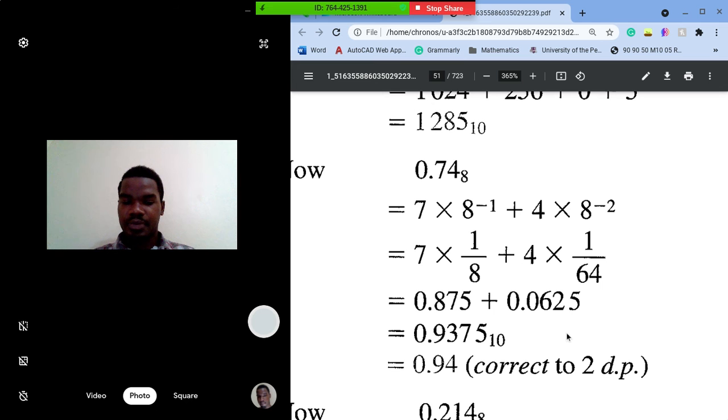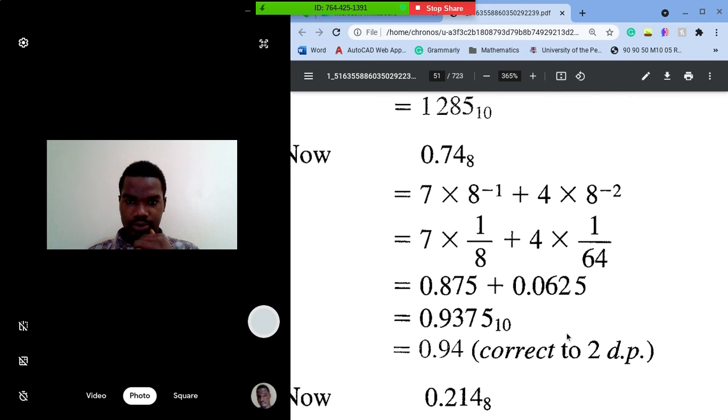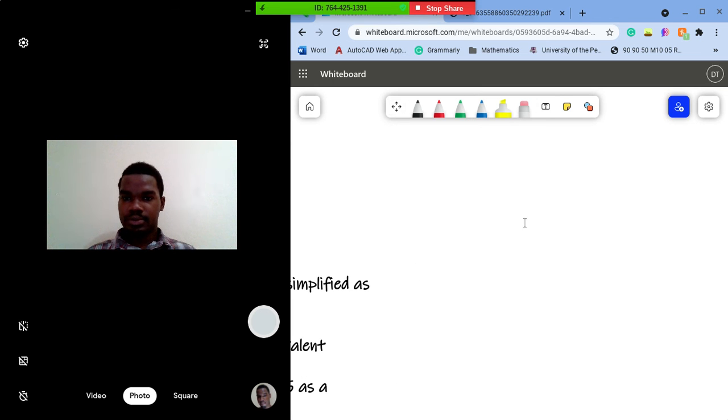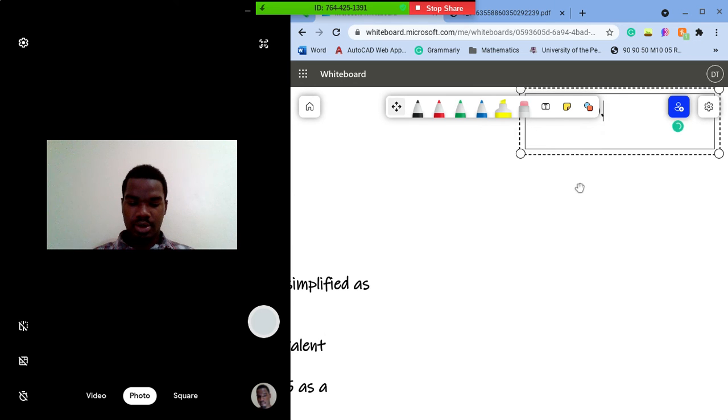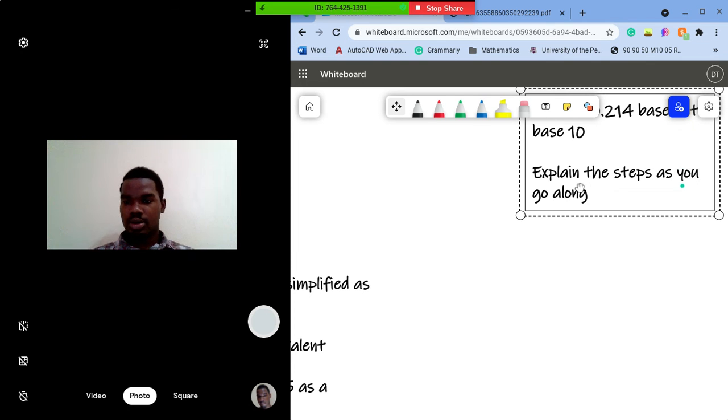Okay, so here's your question. Convert 0.214 base 8 to base 10. So you're gonna practice the decimal number now. Convert 0.214 base 8 to base 10. Explain the steps as you go along. Yeah, just that quick homework.